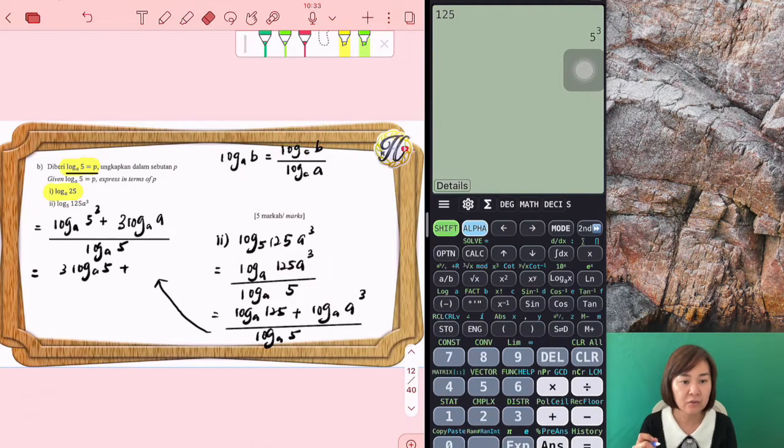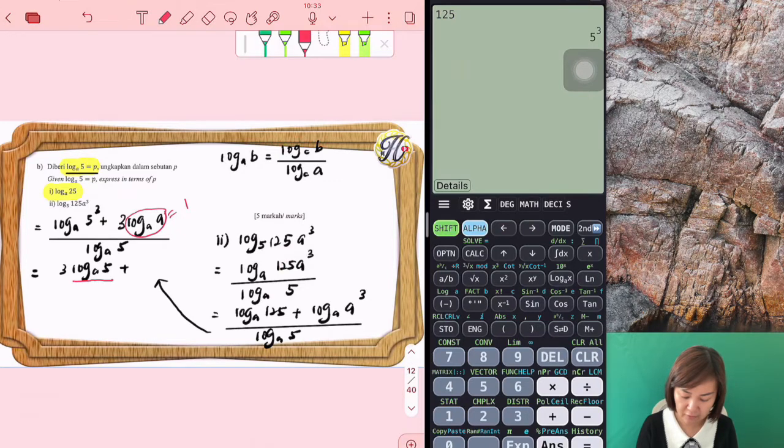Okay. So log base A of A adalah bersamaan dengan 1. This is equal to 1. This thing. This is equal to 1. Okay. And this one will bring down. Okay. So this is what? This is P, right? So plus 1. So you can substitute everything in already.